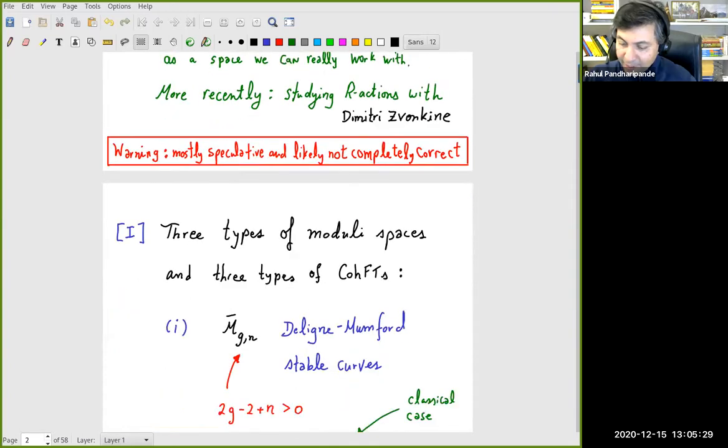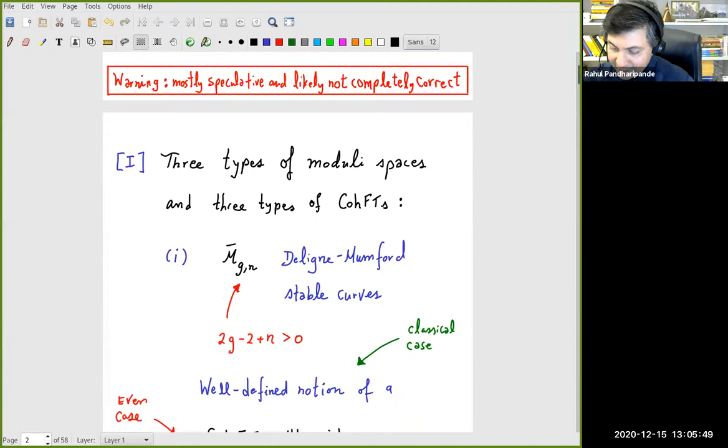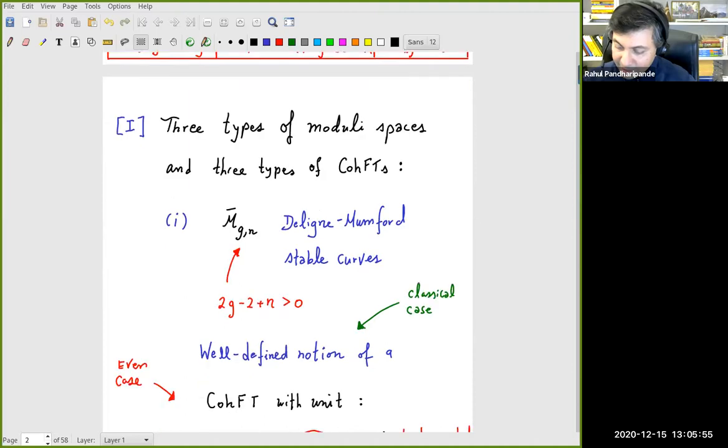So there's the familiar one, is the Deligne-Mumford stable curve. So this is what when we study CohFTs, almost everyone is studying these. So the moduli of curves geometry is MGN bar, and I don't have to say much about that here. It's a space. So, but the important thing is they're Deligne-Mumford stable curves. And so this is what I'd call the classical case of CohFTs, and it's a well-defined notion.